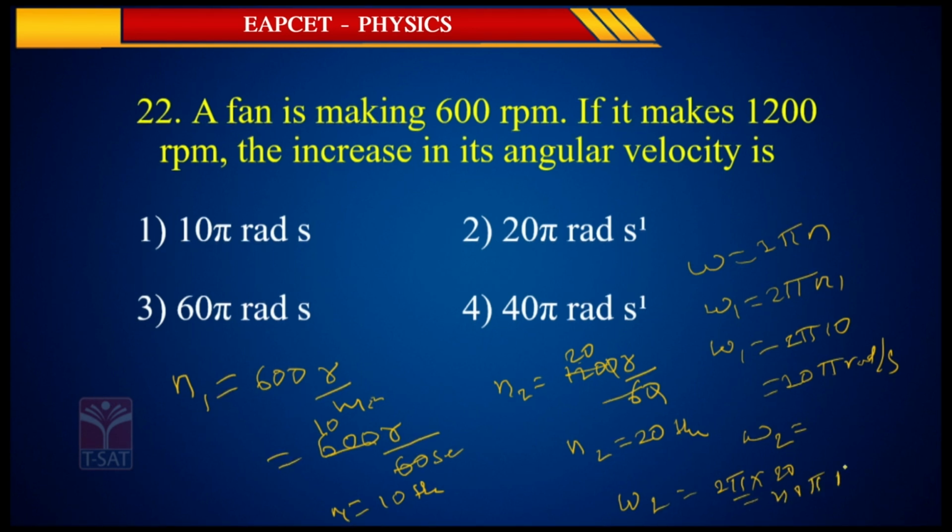40 pi radian per second. The question is asking, what is the change in angular velocity? Omega 1 is 20 pi, Omega 2 is 40 pi. Therefore, omega is equal to 40 pi minus 20 pi. Okay, children, 40 minus 20 is 20, so 20 pi radian per second. Here, the second option is correct.